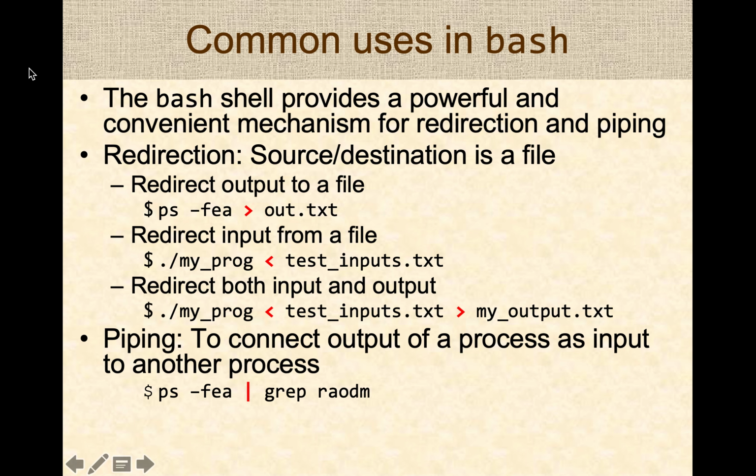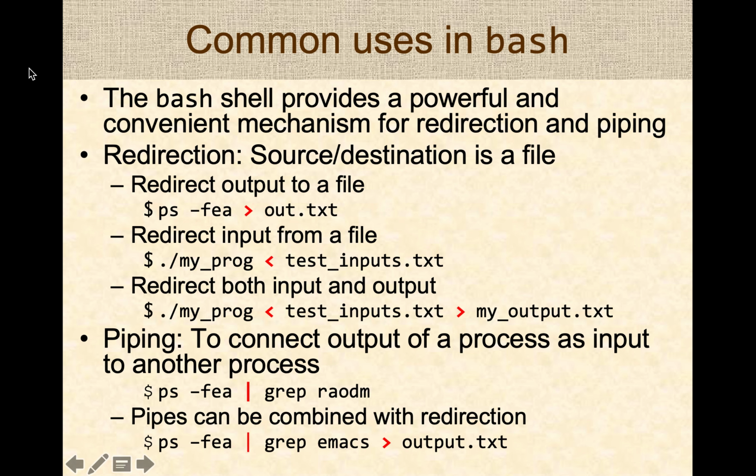Grep here searches for a string called rawdm in the input and prints lines that match or that have the string rawdm in it. So here ps lists all of the processes, and by piping it to grep, I'm only printing processes that have the word or the substring rawdm anywhere in a line. So this essentially accomplishes listing processes that have the word rawdm in it.